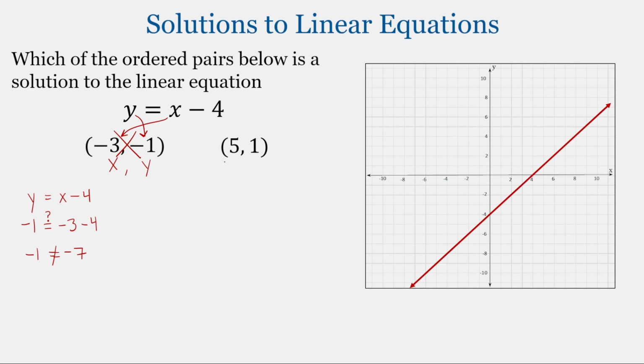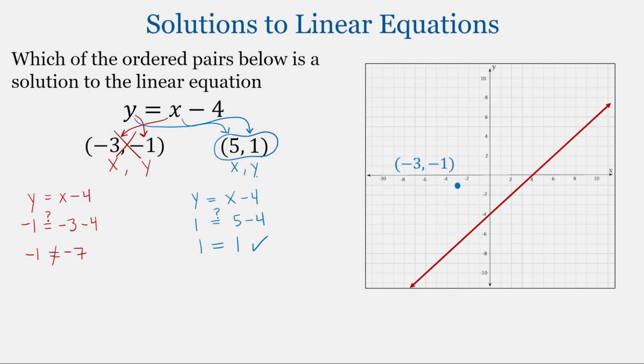And then we're going to do the same thing for the second ordered pair. Wherever there's an x, we'll put a 5, and wherever there's a y, we'll put a 1. So we have y equals x minus 4. That's our linear equation. We'll substitute a 1 for y: 1 equals 5 minus 4. Is this true? So here we get 1 equals 1. That is a true statement. So 5, 1 is a solution to the linear equation.